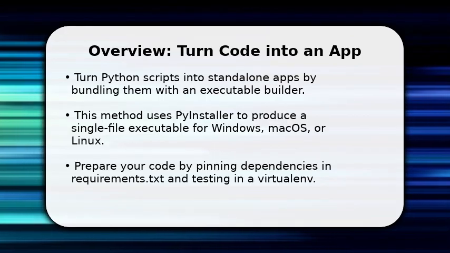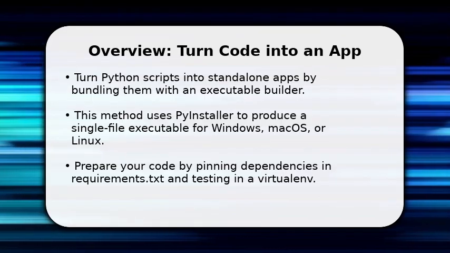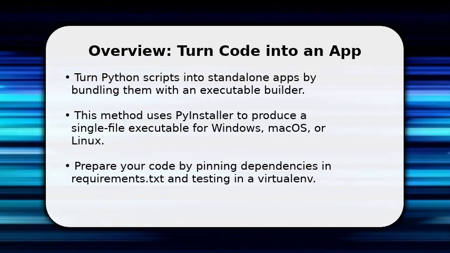Prepare your code by pinning dependencies in requirements.txt and testing in a virtualenv. Include data files and manifest settings explicitly to avoid missing resource errors at runtime. Check the entry point script and set the correct shebang and encoding headers. Now learn the exact build command and optimization flags in the next slide.